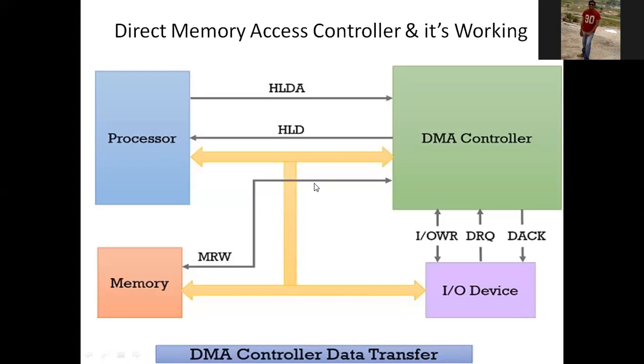Are you clear? So IO, memory read and IO device. In between memory and IO device, it will transfer the data, with the help of memory read and write and IO read and write. Are you clear? Yes, sir. So this is the working principle of the DMA controller.